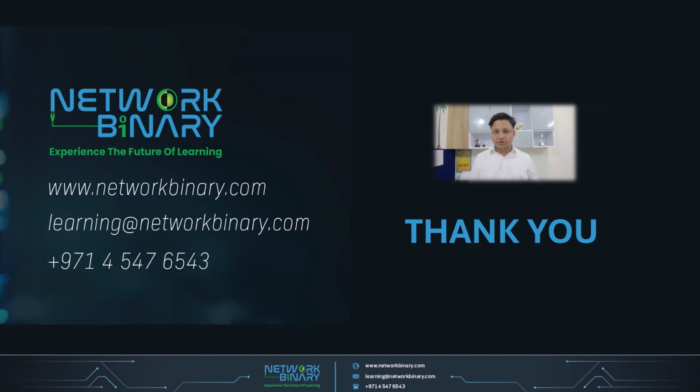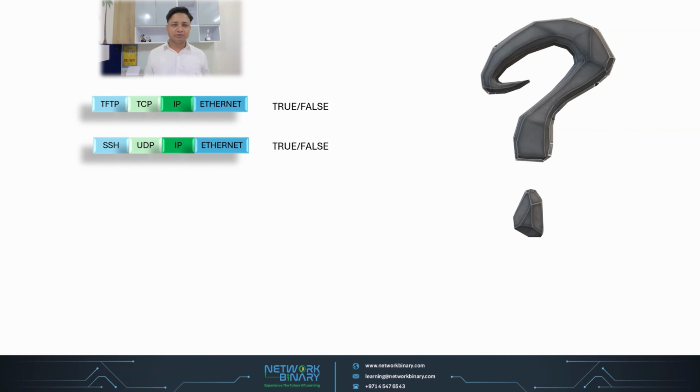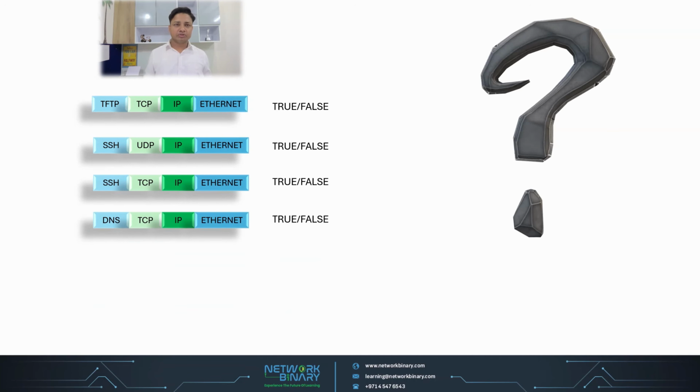Now, I hope this is informative for you, and I hope you like it, everybody. Before I close this session, I would like to give you a few questions for your practice, and these are here. So take a look at this one: TFTP, TCP, IP, Ethernet. You need to tell me if this is true or false, right? The second question is here, true or false. This one again. So 4 questions for true and false. Think about it based on the encapsulation table, which we have seen in this video.